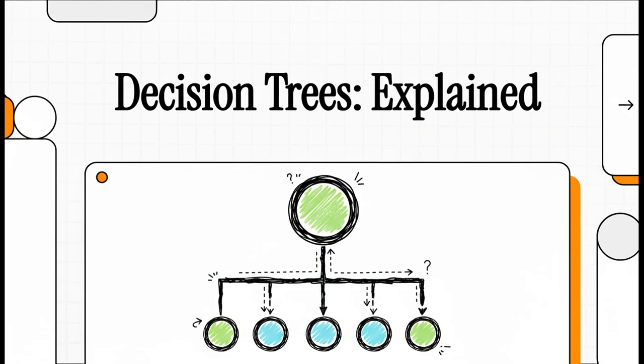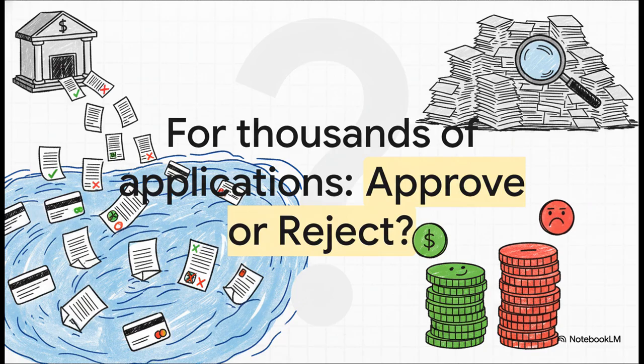So what if you could solve a really complicated problem just by asking a bunch of simple yes or no questions? Well, that's the whole idea behind a decision tree, and it's one of the coolest, most intuitive tools in all of machine learning. Today we're going to break down exactly how they work from the ground up. And to really get it, let's just dive right into a real-world scenario.